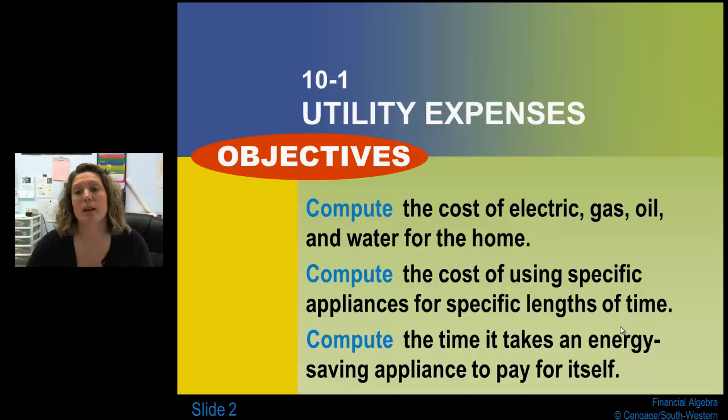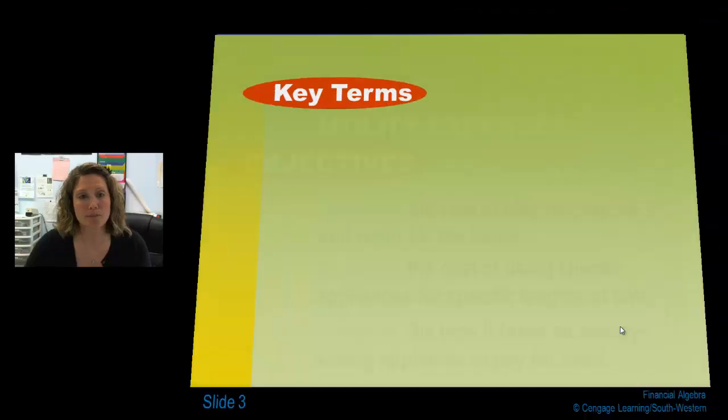We're going to compute the cost of electric, gas, oil, and water for the home, compute the cost of using specific appliances for specific lengths of time, and compute the time it takes an energy-saving appliance to pay for itself.